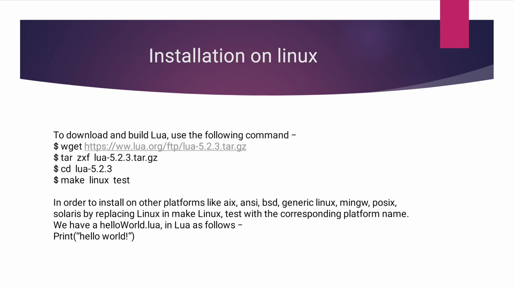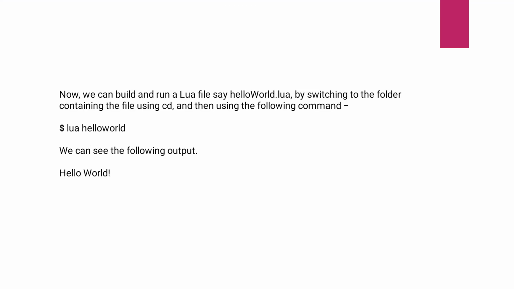Installation on Linux. To download and build Lua, use the following commands. In order to install on other platforms like AIX, ANSI, BSD, generic, Linux, MinGW, POSIX, Solaris, replace Linux in make linux test with the corresponding platform name. Now we can build and run a Lua file, say hello world.lua, by switching to the folder containing the file using cd and then using the following command.